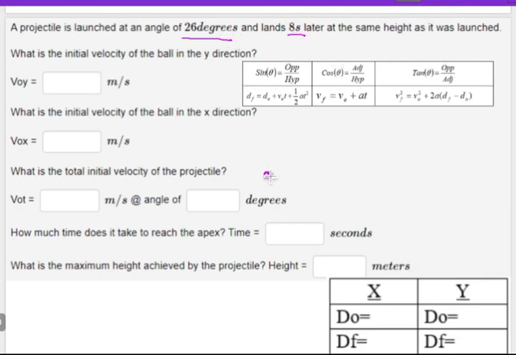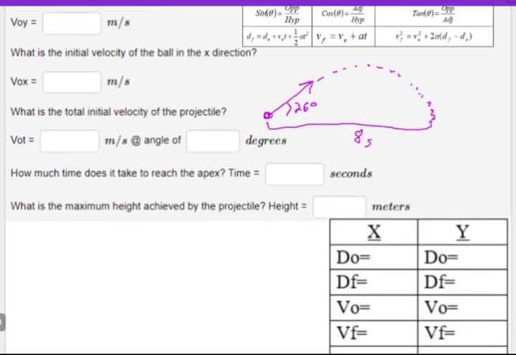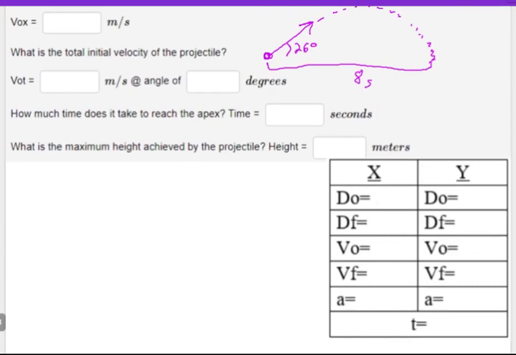So if I were to draw a picture, here's my projectile. It's launched at a 26-degree angle, goes up, up, up, reaches the apex, and comes back down and lands at the same height. The total time it takes to do that is 8 seconds. What is the initial velocity of the projectile? What is the initial x velocity as well? All that good stuff.